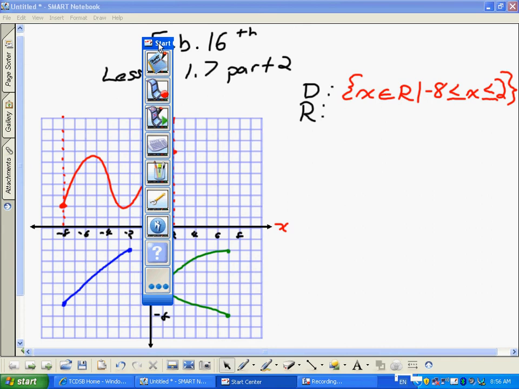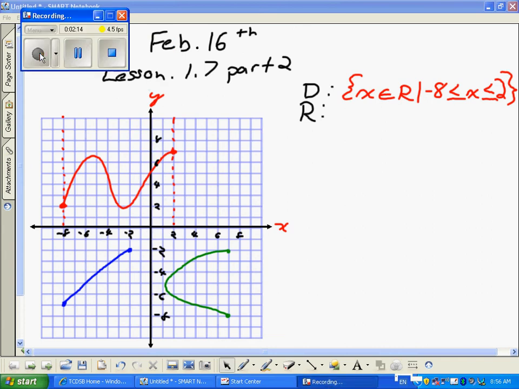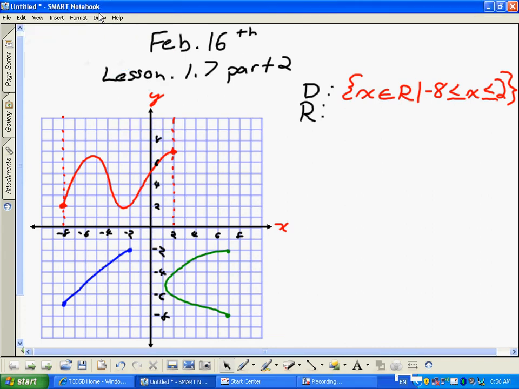Whoops, that's not what I wanted. Jordan. Sorry. Still got to do the range of this function.